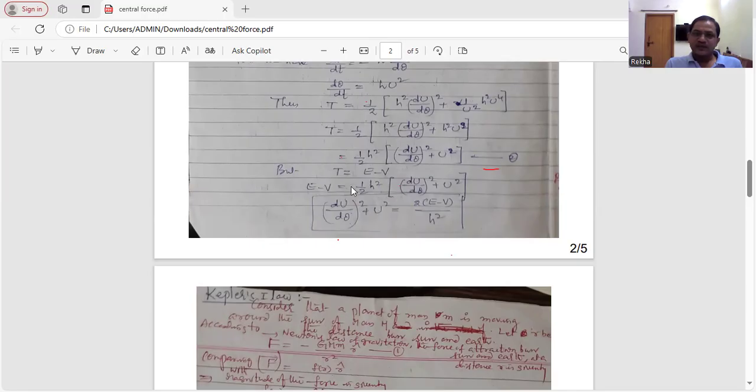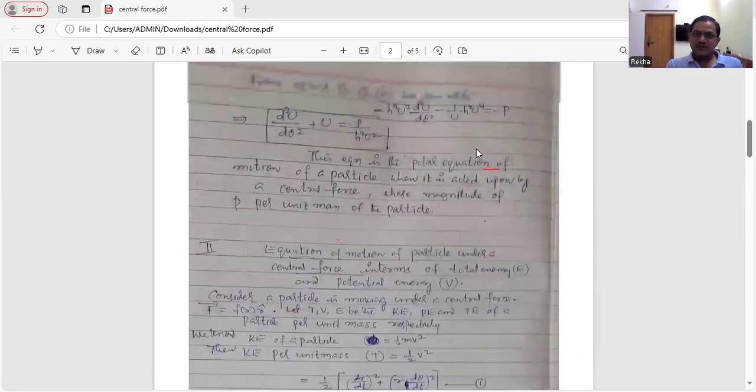So from this, writing the terms in the square bracket as the subject, on the right-hand side we have du by d theta whole square plus u square is equal to, on the left side, 2 into E minus V by h square. This is the equation which represents the equation of motion of the particle moving under the central force in terms of total energy and potential energy.